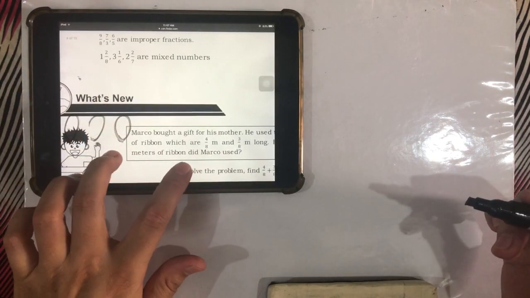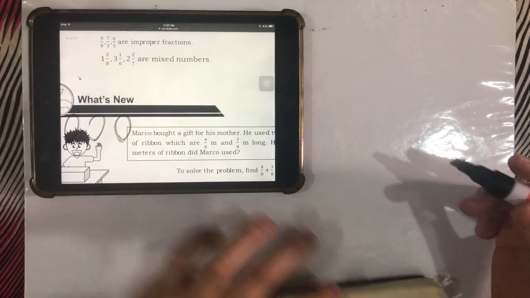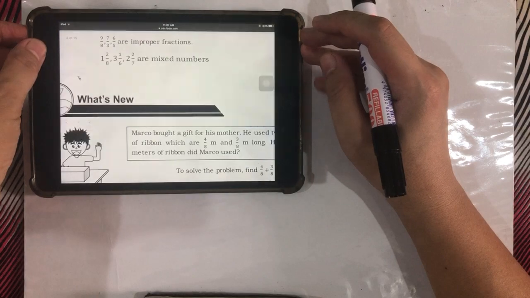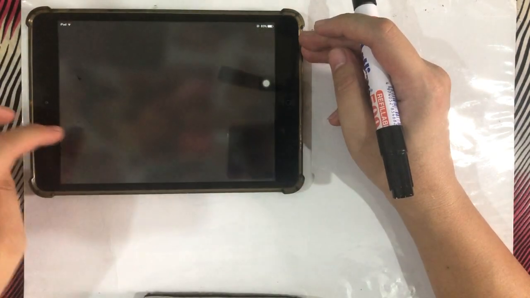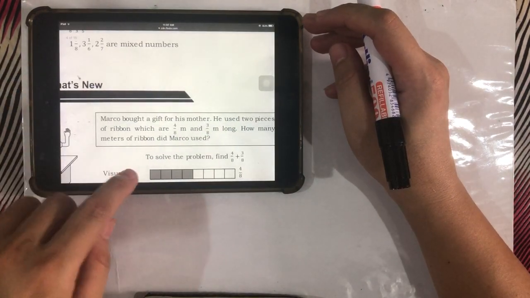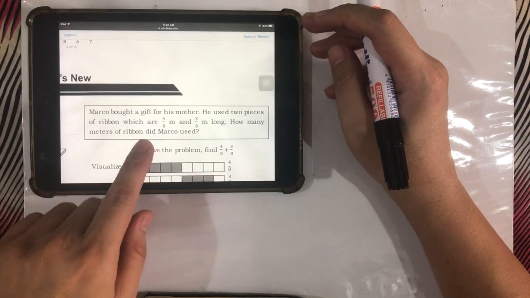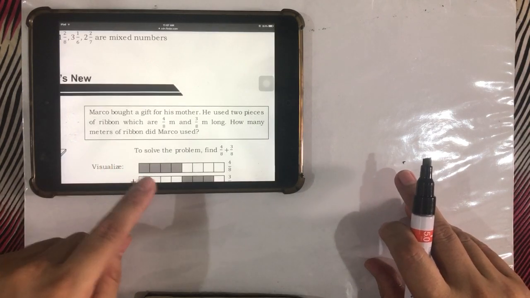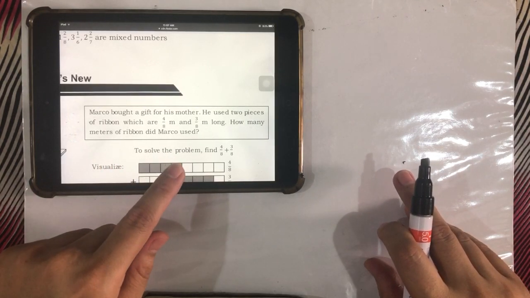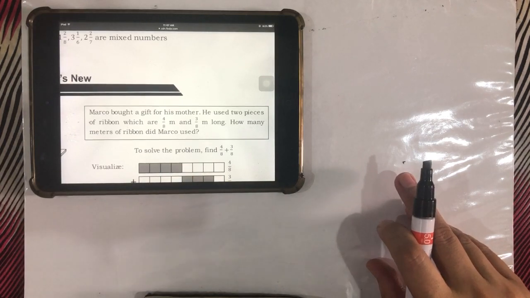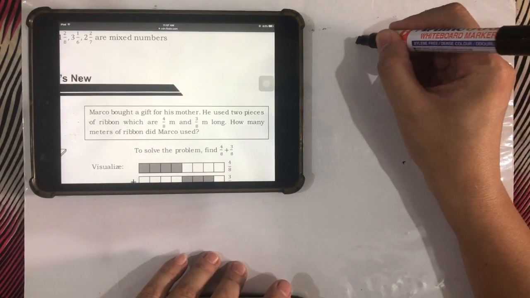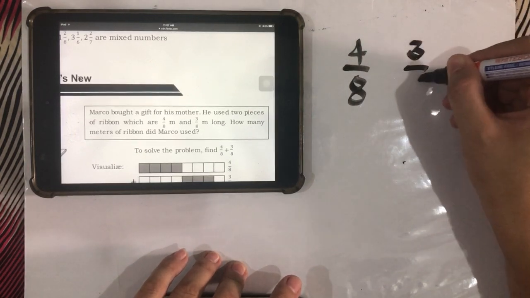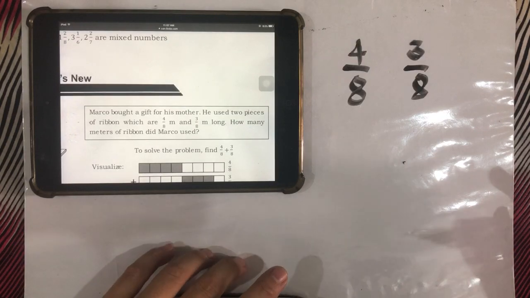So syempre, we always start with the word problem. Okay, so the word problem reads as, sabi sa atin is Marco bought a gift for his mother. He used 2 pieces of ribbon which are 4/8 meter and 3/8 meter long. Okay? So the fractions given to us are 4/8 and 3/8.